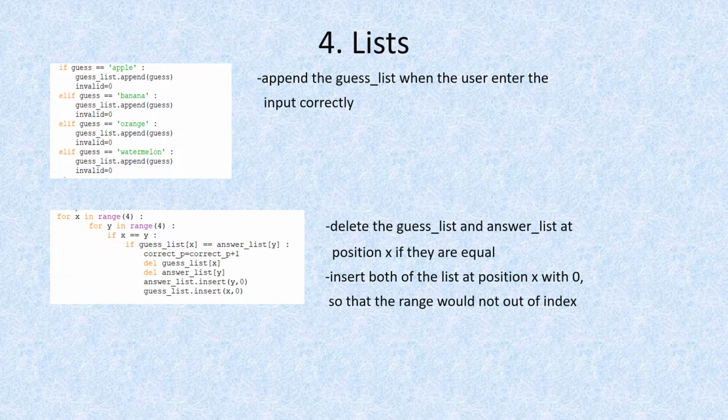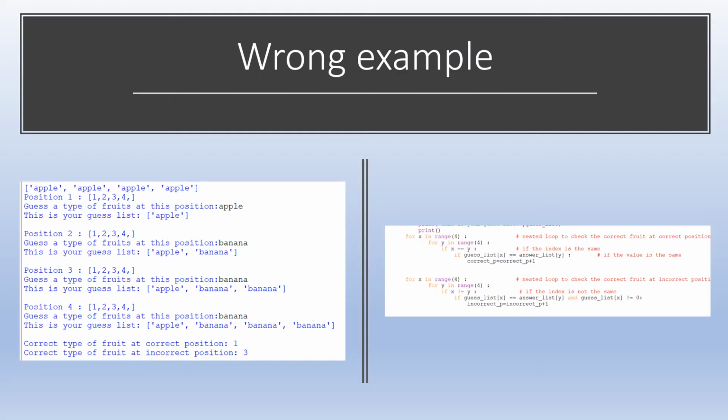This is because if we did not delete the fruit that is already confirmed at the correct position, later it will be compared to other fruits in other indexes in the answer list and the incorrect_p variable will be incremented by 1. So here, this is a wrong example. Given that the answer list has apple, apple, apple, apple, and the guess list contains apple and 3 banana, if we do not delete the apple, which is confirmed as the correct fruit at index 0, the program will output 1 fruit at correct position and 3 fruits at incorrect position. The purpose of inserting 0 at the deleted values' index is that it's easier to check, the list always has 4 values, and it is easier to construct the for loop.